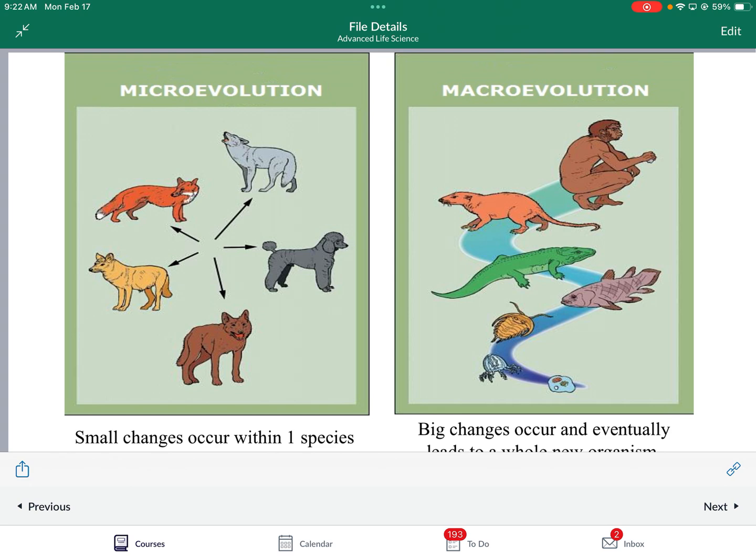Sometimes those genes lay dormant for a very long time, so it's pretty cool when we see anomalies. Two different types of evolution: microevolution and macroevolution. A lot of people are very comfortable with microevolution because we can see how similar a coyote and a dog and a wolf are, right? But macroevolution sometimes makes people feel uncomfortable.